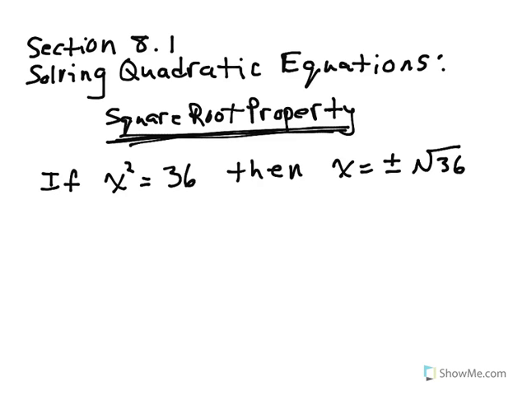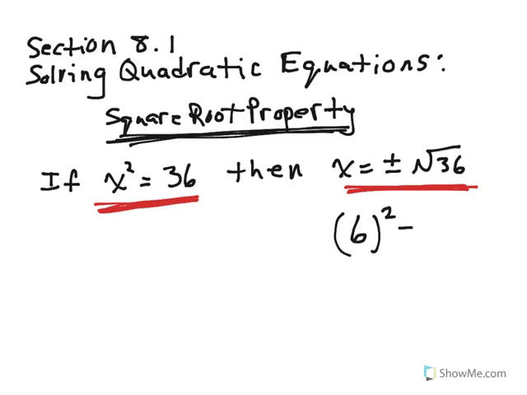The square root property says that if x squared equals 36, then x equals plus or minus the square root of 36. Because if we take the square root of 36, we get 6. And if we square 6, that gives us 36, our radicand.